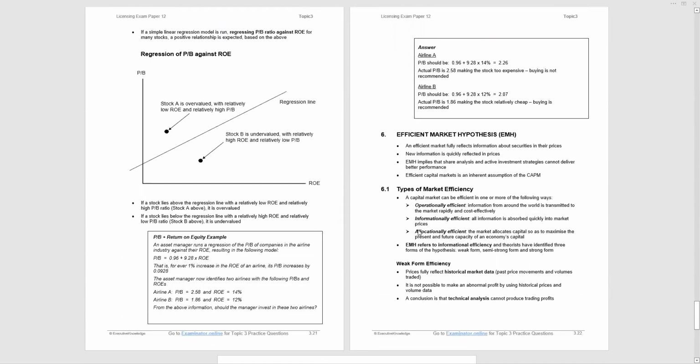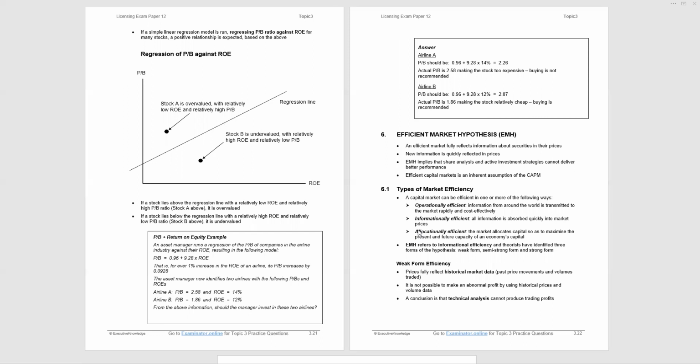Top of page 3.21, if a simple linear regression model is run regressing price to book against return on equity for many stocks, you're looking for a positive relationship. That is, as the price to book goes up, the return on equity will go up, and flip it around the other way. For higher return on equity stocks, the price to book will be greater.